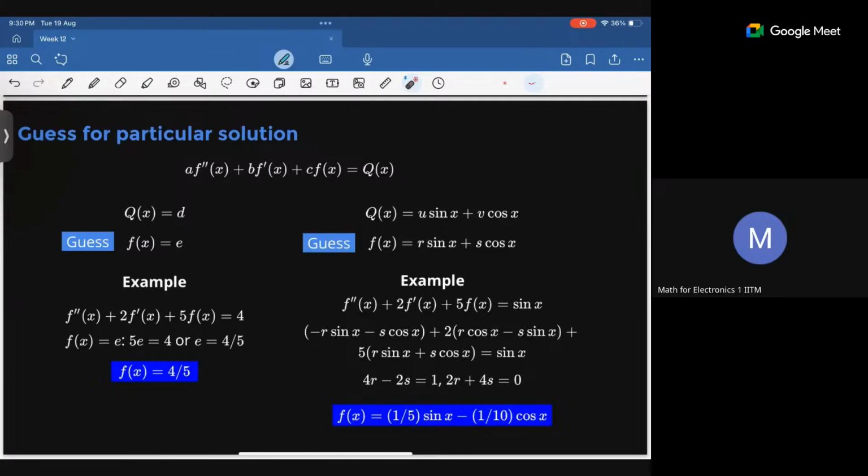Okay, and then we'll solve for the homogeneous case also by replacing q of x by 0. You'll solve that and you'll get the homogeneous solution. You will add this 4 by 5 to that homogeneous solution, which will give the complete solution. Right, you can clearly check f of x equals 4 by 5 is a solution for this differential equation.